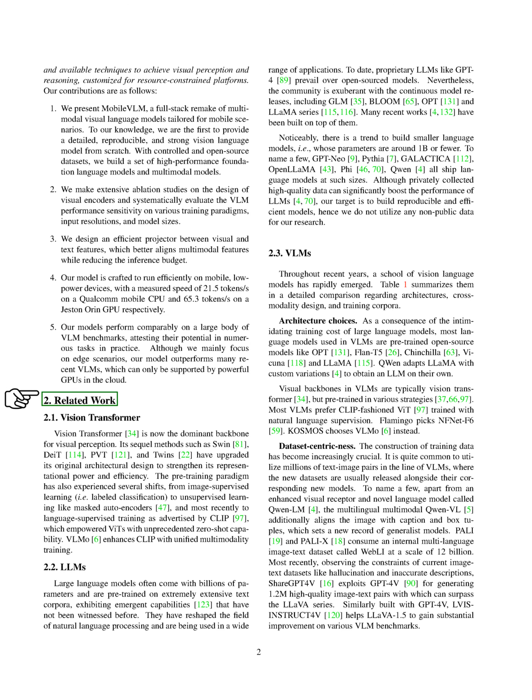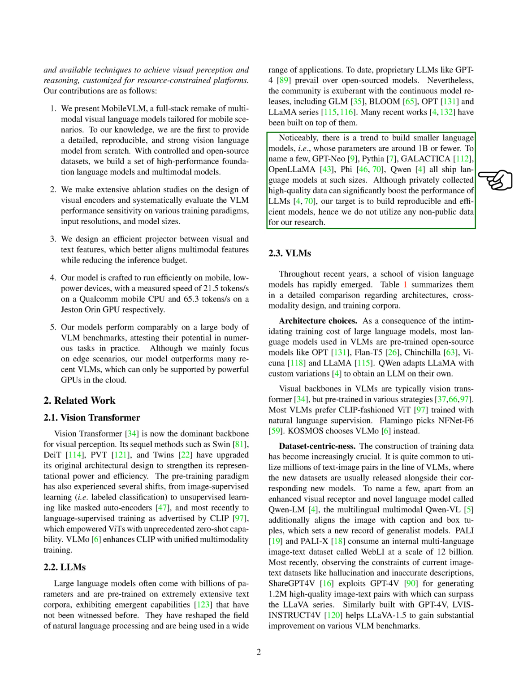In terms of related work, the vision transformer is now the dominant backbone for visual perception. Its successors, such as Swin, DeiT, PVT, and Twins, have upgraded its original architectural design to strengthen its representational power and efficiency. Large language models often come with billions of parameters and are pre-trained on extremely extensive text corpora, exhibiting emergent capabilities that have not been witnessed before. They have reshaped the field of natural language processing and are being used in a wide range of applications.